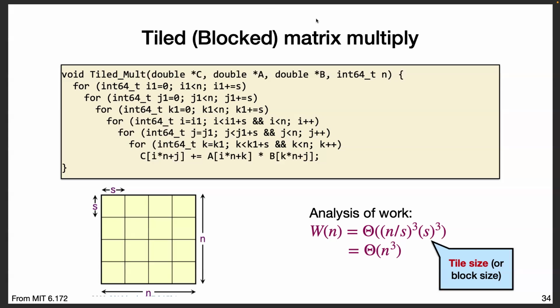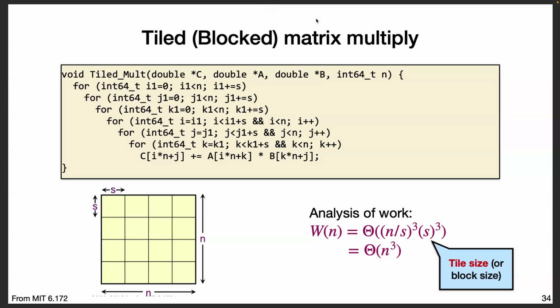So each length of this one is at most s, and there are 3 of them. So these 3 have volume s cubed. And how many times do you go around these 3? It's (n over s) cubed. And so that's what this is. And so the total work is still n cubed, which is expected because we haven't done any fancy tricks to reduce the actual number of multiplications in the matrix multiply. It's just cutting them up in a different way.